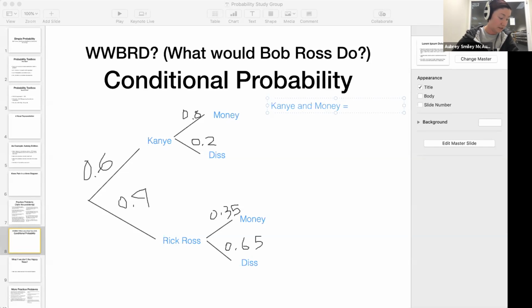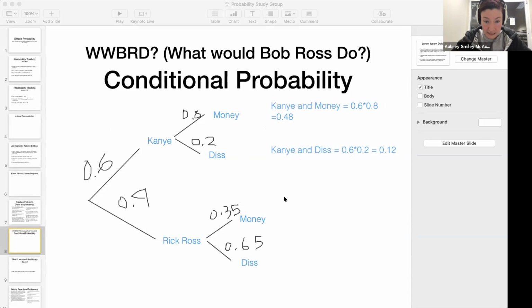So Kanye and money is equal to 0.6 times 0.8, and that's going to come out to 0.48. And then Kanye and diss is 0.6 times 0.2, which is equal to 0.12. So even here on the top of the tree, when we're looking at total probability, 0.48 and 0.12 adds up to 0.6, which is the total probability of Kanye, which makes sense.